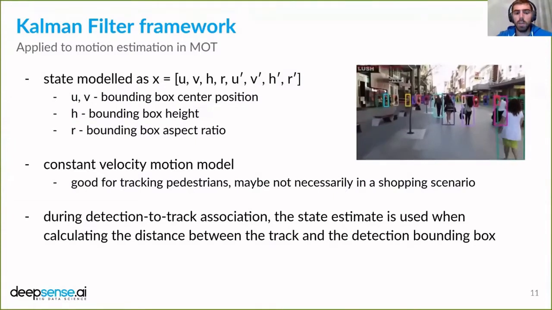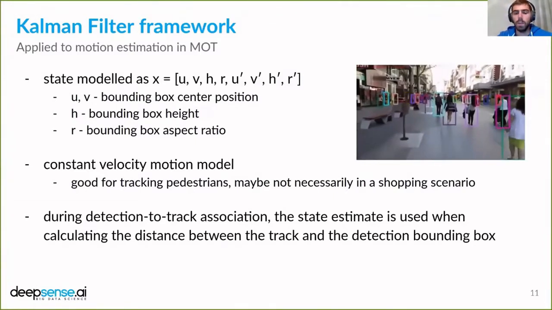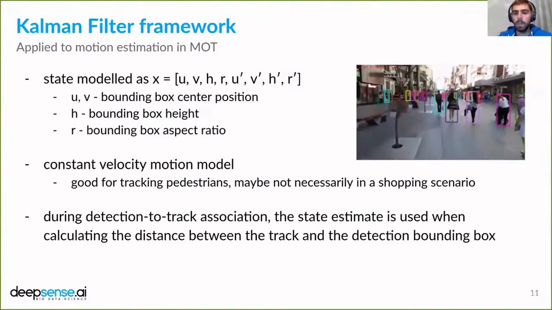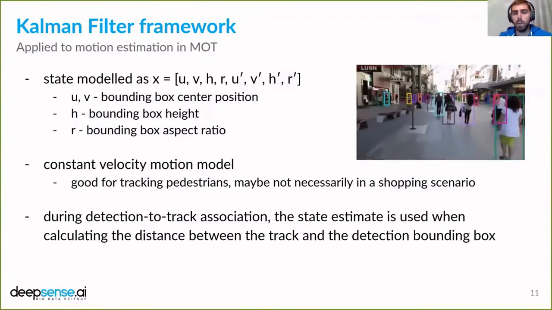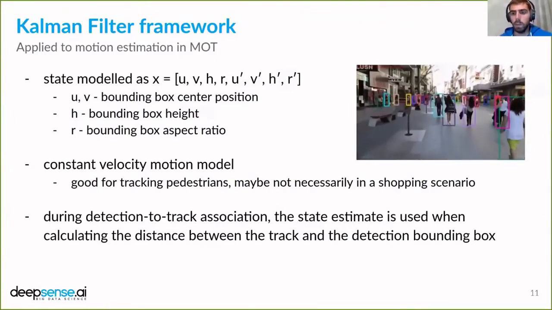So for this phase, we just stuck to the constant velocity motion model as well. During the detection to track association step, this state estimate is used when calculating the distance between the track and the detection, and the track is represented by the bounding box, that is the estimate of the state in the next frame.